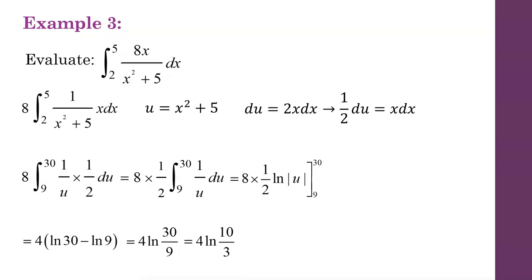Now the other option, as I said, would have been for us to replace u at this point back with x squared plus 5. But if we do that, then we have to go back and use the initial limits we had, 2 and 5. The answer would come out to be the same.